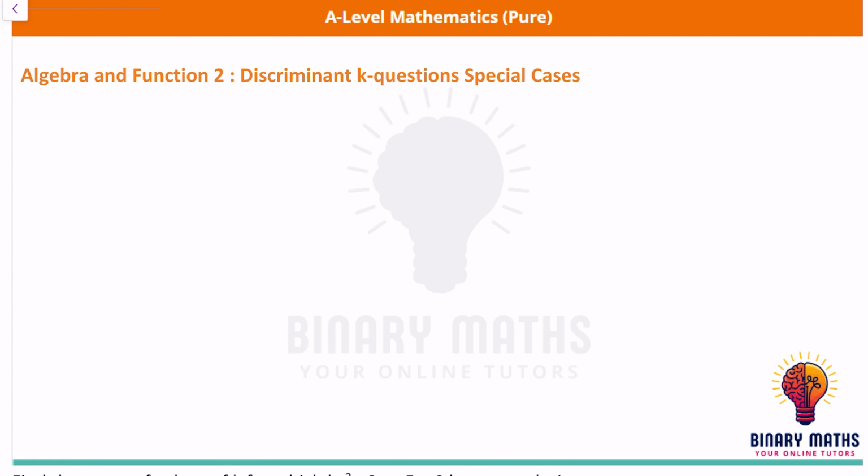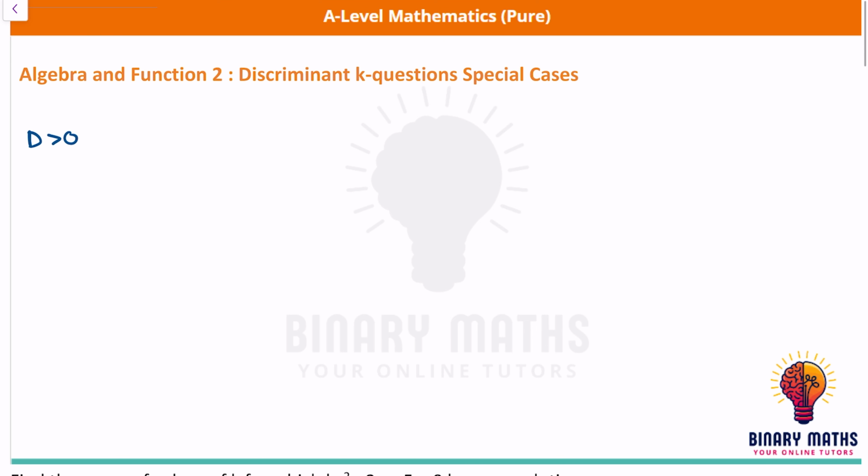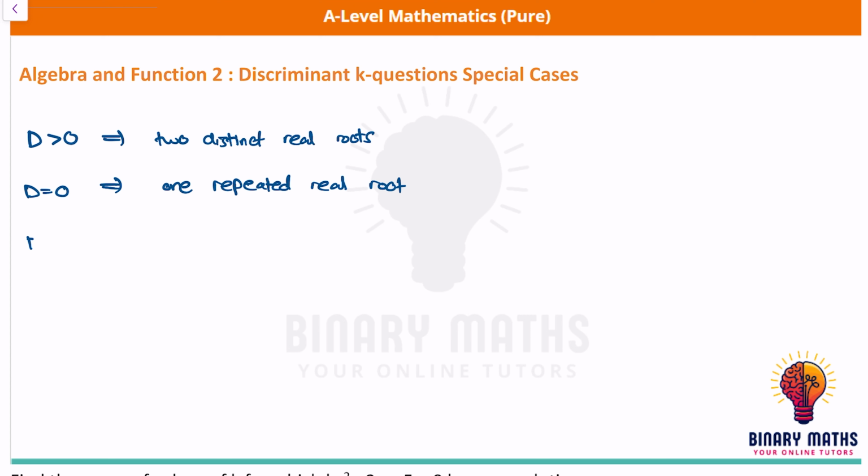These examples are of special cases of discriminant questions where you need to be aware that the quadratic may reduce down to give you further solutions to the discriminant problem. Now, the three cases that you have to be aware of in all these questions are when the discriminant is greater than 0, you have two distinct real roots. When the discriminant is equal to 0, you have one repeated real root. And when the discriminant is less than 0, you have no real root.